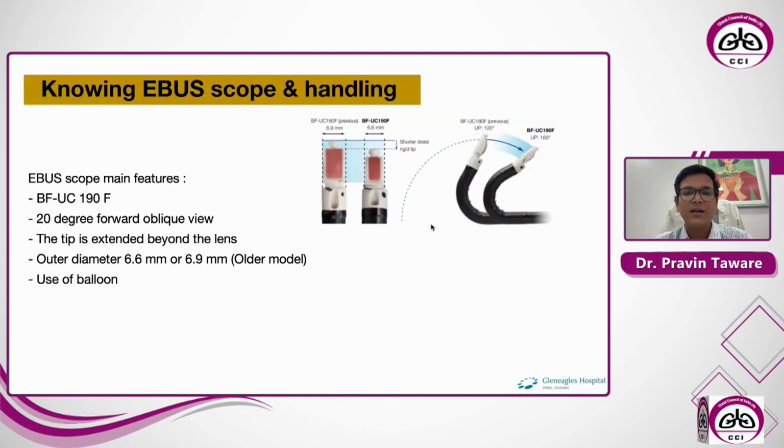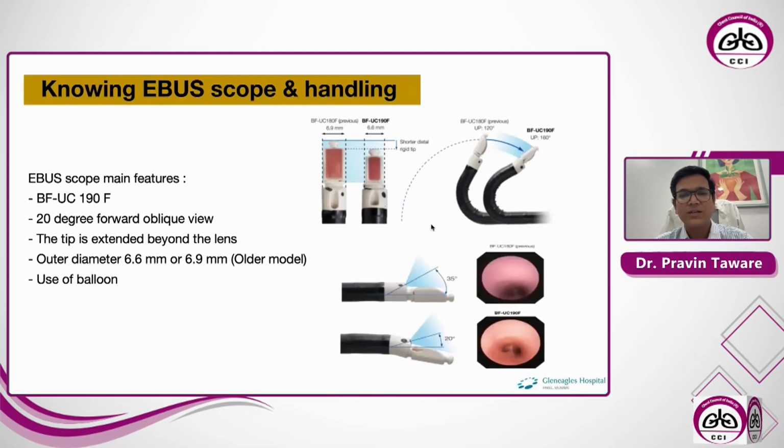Outer diameter and inner diameter you should know, so that you know which number needle you can use and in which patients you can use these bronchoscopes. And obviously you should know the importance of the balloon and how to use the balloon.